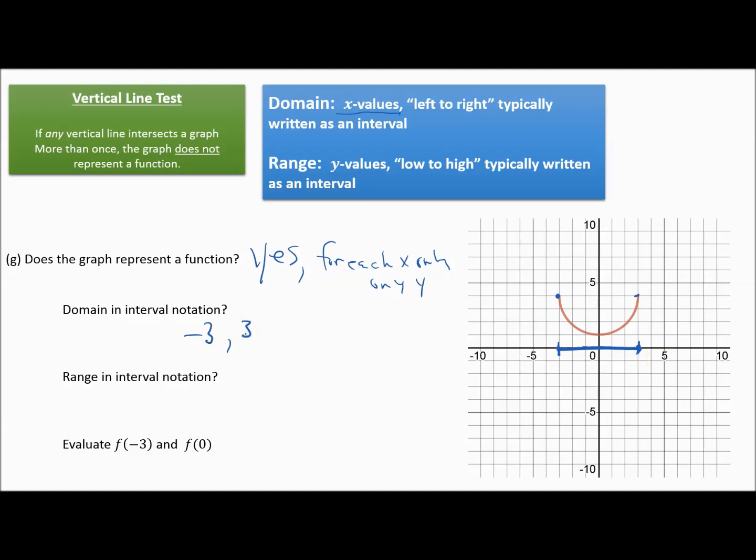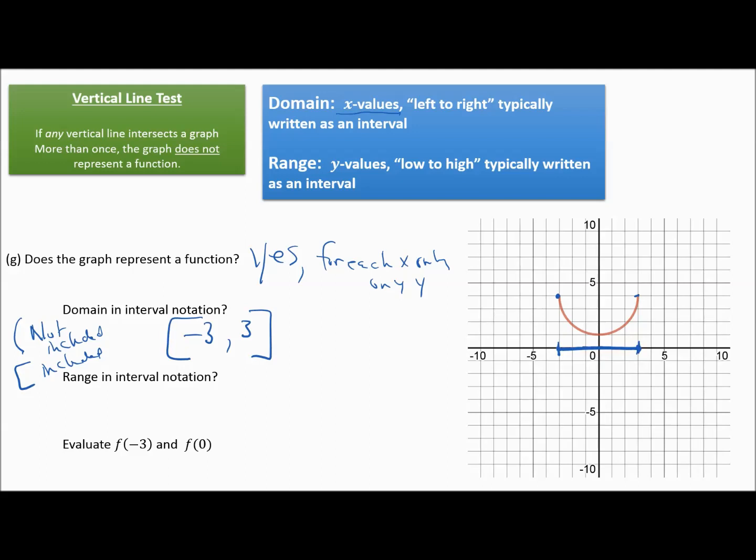Now, the next thing in interval notation is I've got to decide, do I use parentheses, which means the value's not included, or do I use a bracket, which means the value is included? Well, this point is filled in. So over here at -3, that's included. So I need a bracket all the way. The +3 is included as well. There we go. So that's our domain, from -3 to 3.